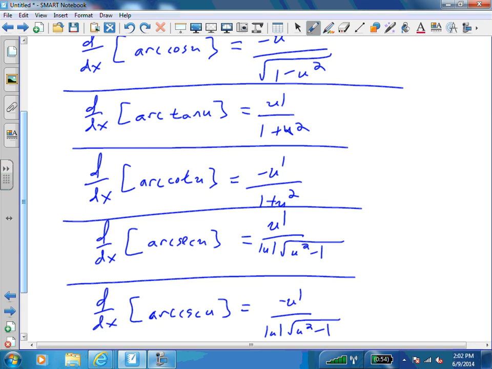So when it comes to taking the derivatives, we have all of our other rules. If we have a product, we have to use the product rule. If we have a quotient, we have to use the quotient rule. But when it comes to taking the derivative of an arc sine or an arc tangent or an arc cosecant, we just have to apply one of these formulas to take that derivative.